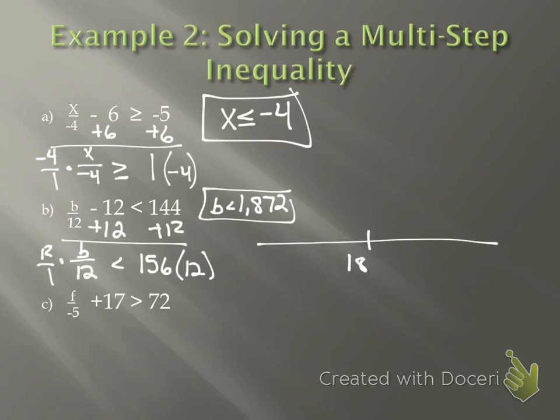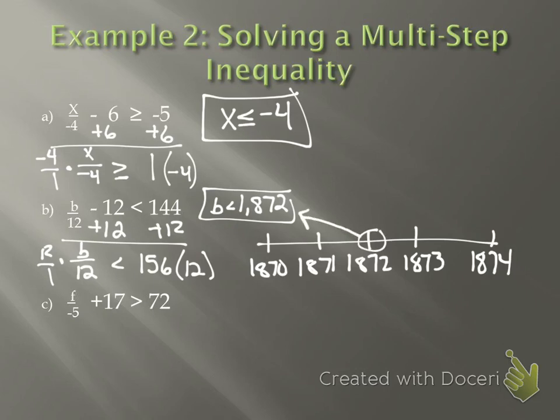1872. Columbus sailed the ocean blue. You always have to number line it. 1870, 1874. Open dot. Which way is my arrow going? Left.